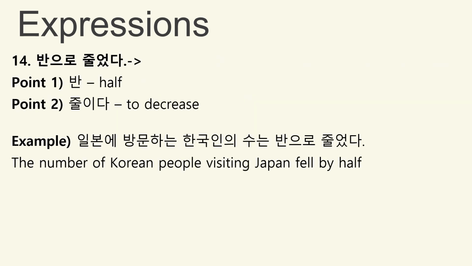Our final expression is 반으로 줄었다. Again, let's see if you can work this out. We know what 으로 means. 반 means half, and 줄이다 means to decrease. So what could this mean? Fell by half. The example sentence is 일본에 방문하는 한국인의 수는 반으로 줄었다. Here is the English translation.